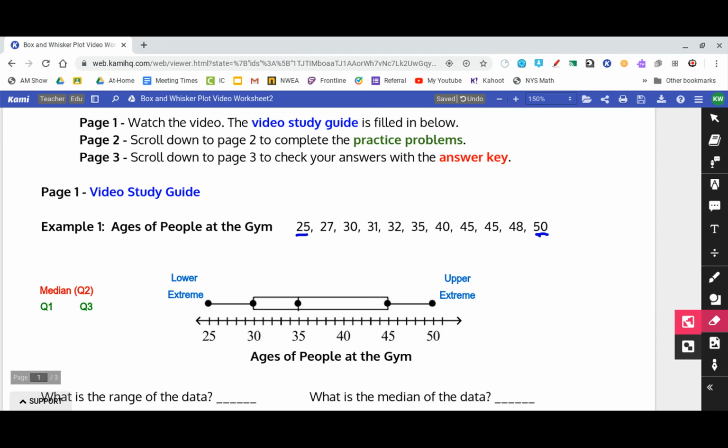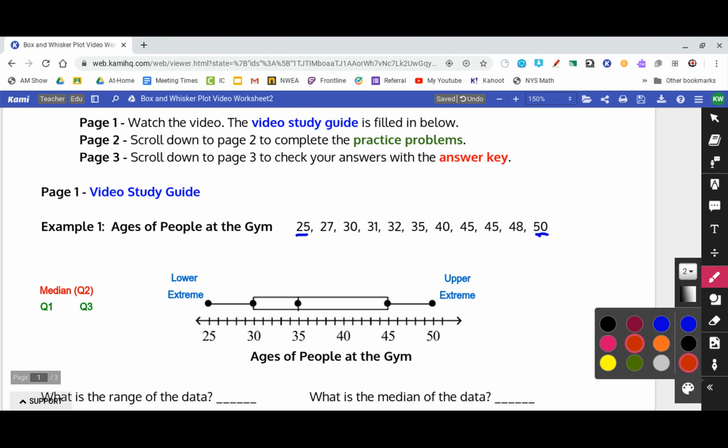The next thing you do is you find the median of this data set. So I'm going to go ahead and find the median by crossing off numbers on either side until I find the number in the middle. All right, and I found it. It is 35. So that is our median, and we also call our median Q2. So you're going to notice that 35 is on the box and whisker plot. It's inside the box, and that is the median.